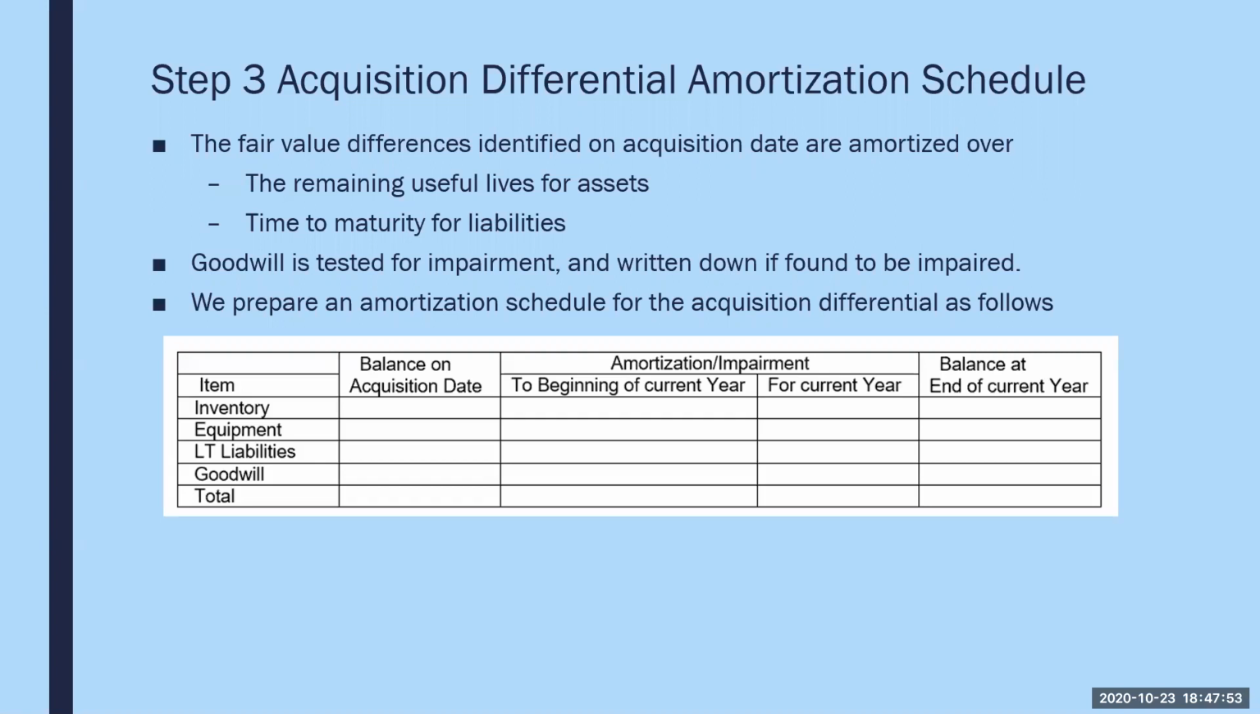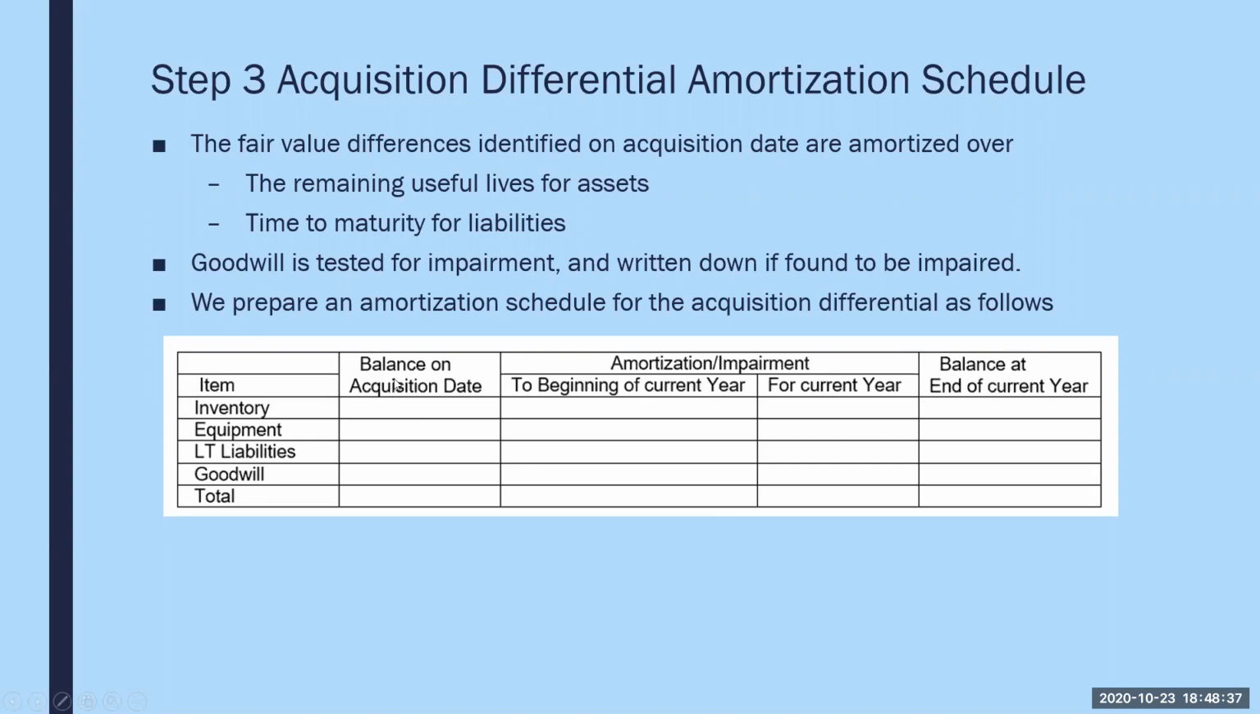So you will have a table that has, well, 5 columns, starting with the individual items, with the fair value differences and goodwill, because fair value differences and goodwill added together gives us acquisition differential. The second column will have the balance on the date of acquisition relating to the fair value differences and goodwill. And then we have 2 columns that deal with the amount amortized or impaired.